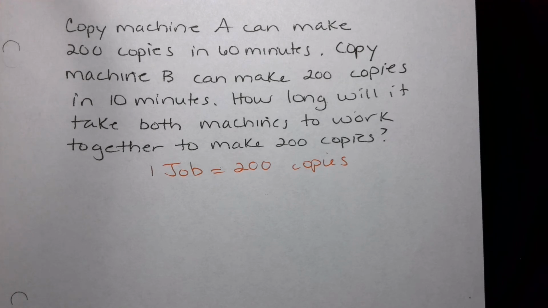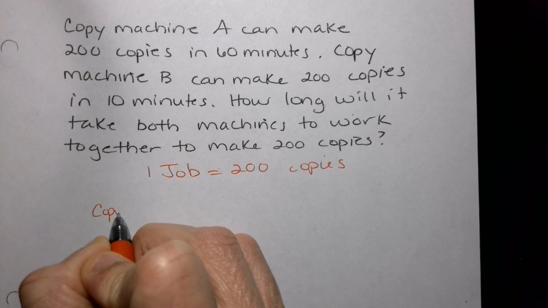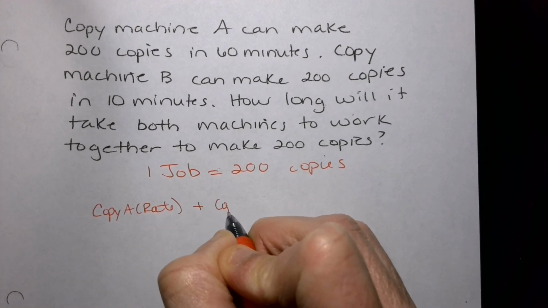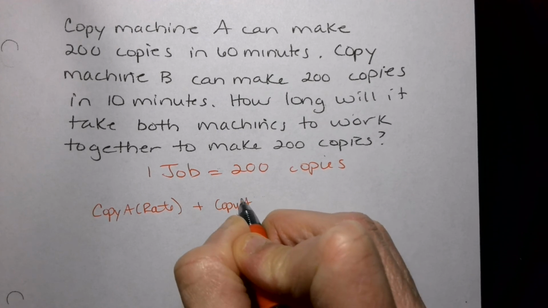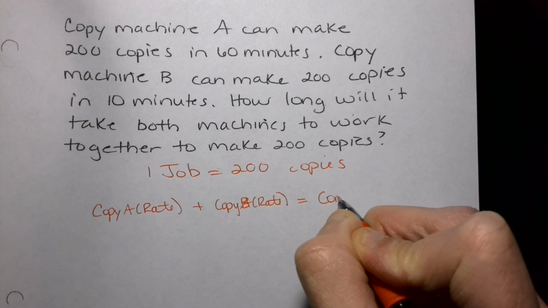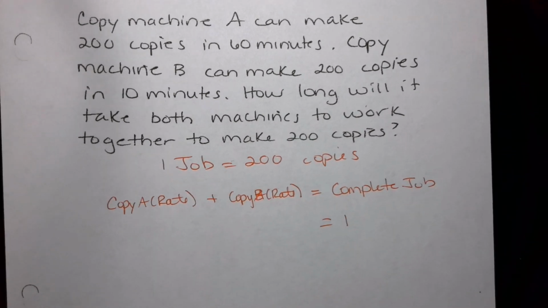But now it's saying, how are we going to do this? Well, if you take the rate of copy machine A and add it to the rate of copy machine B, you will get your complete job. Remember, our complete job we can just think of as like a whole. When we get the whole, we are completed. Okay?